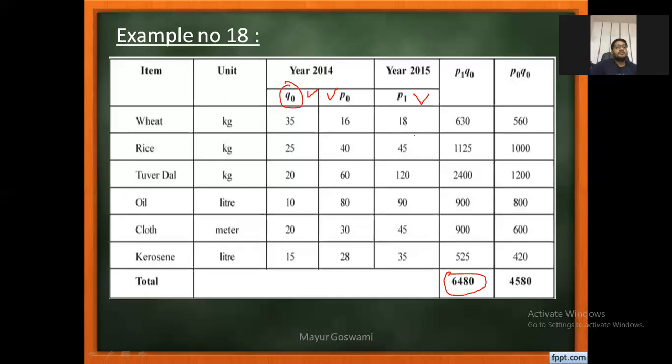After that, we require P0 Q0, so it's the multiplication of P0 into Q0. So 35 into 16, 560. 25 into 40, 1000. 20 into 60, 1200. 10 into 80, 800. 20 into 30, 600. And 15 into 28, 420. The total of this is your sigma P0 Q0, which is 4580.